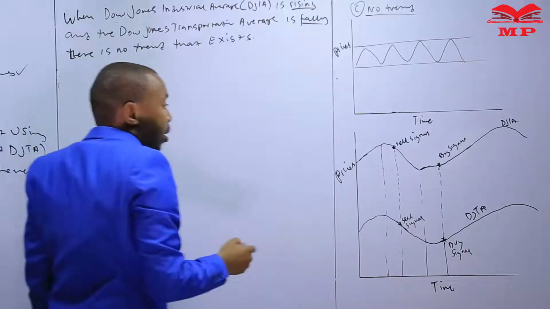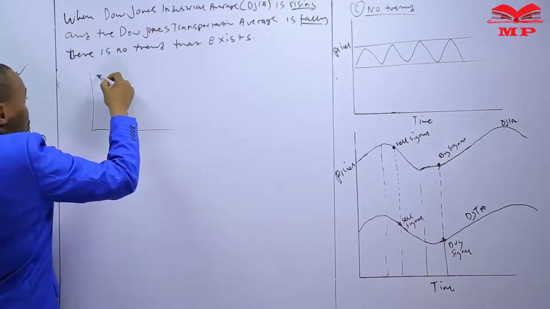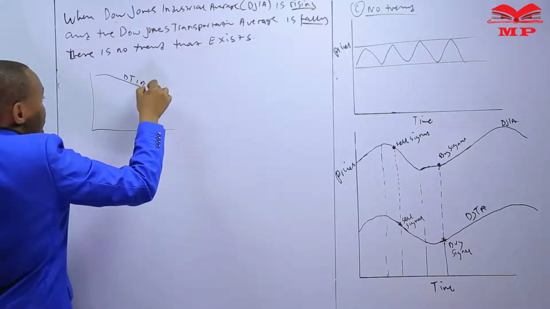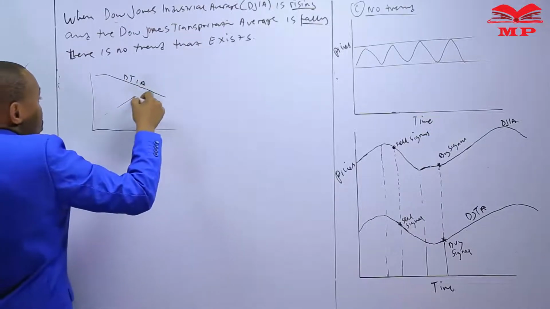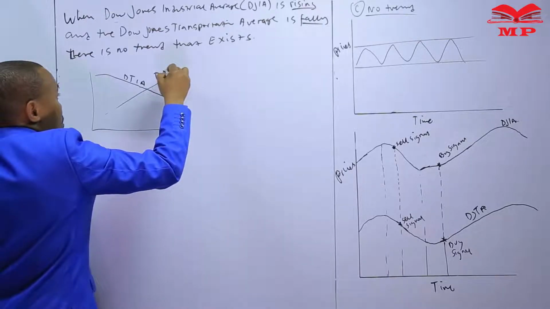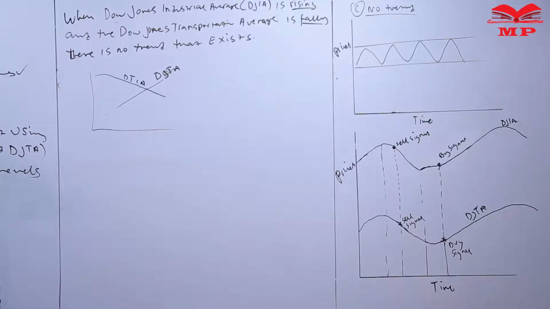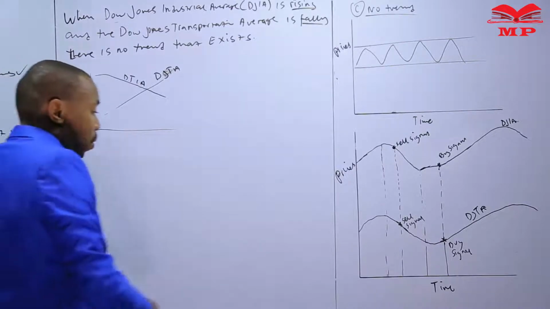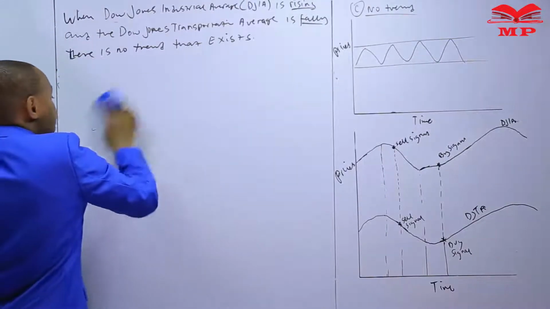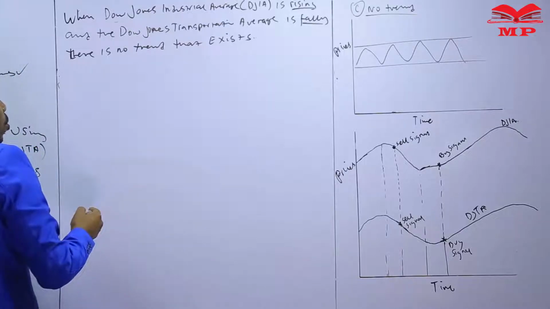So we are saying, if you have a hypothetical graph like this, you find the Dow Jones Industrial Average is falling like that, and the Dow Jones Transportation Average is rising like that, then there is no indication of a trend that exists there. So you should not be able to infer anything, and you should probably hold on a bit so that the trend can exist.